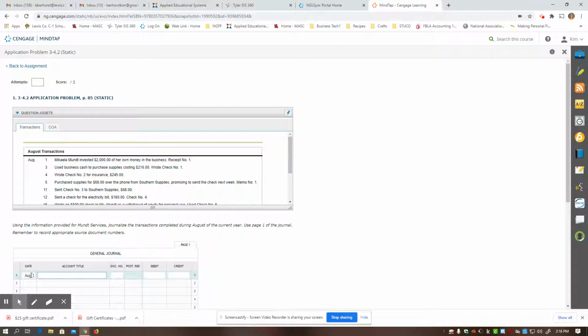What two accounts are affected here? Michaela Mundit invested $2,000 of her own money in the business. So she added cash, correct? And so we're going to do cash. Document number is receipt number 1, so R1. And the debit amount is for $2,000. Other account that was affected then is going to be capital, correct? So it's Michaela Mundit capital. And it was a credit for $2,000 then.